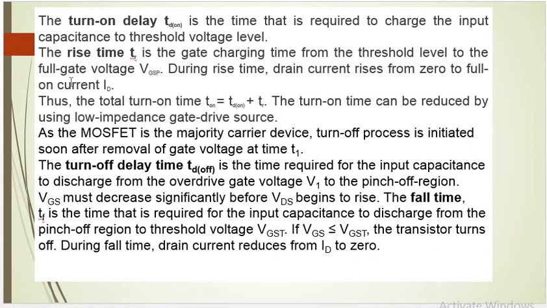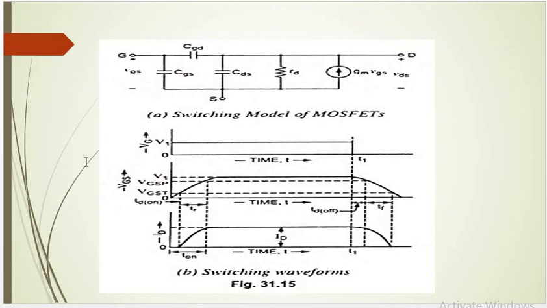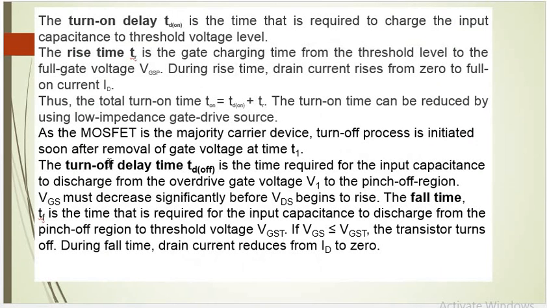So we can say that the turn on delay, TD on, is the time required to charge the input capacitance to the threshold voltage level. The rise time is the gate charging time from the threshold level to the full gate voltage VGSP. During rise time, the drain current rises from 0 to the full on current ID value. Thus the total turn on time for MOSFET is TD on plus TR. The turn on time can be reduced by using a low impedance gate drive source.